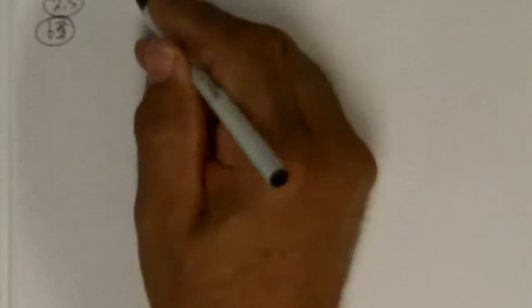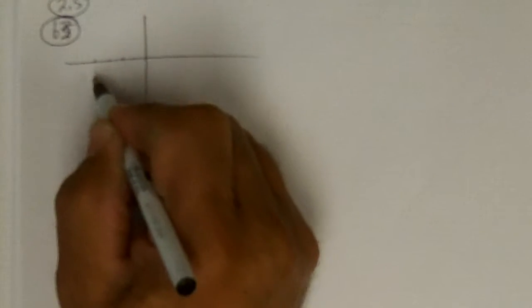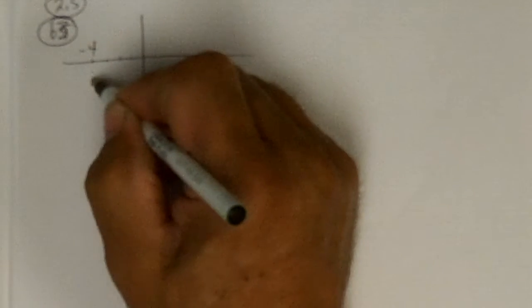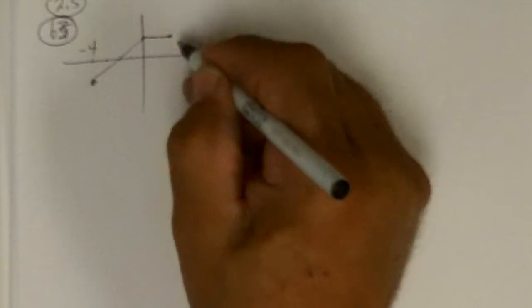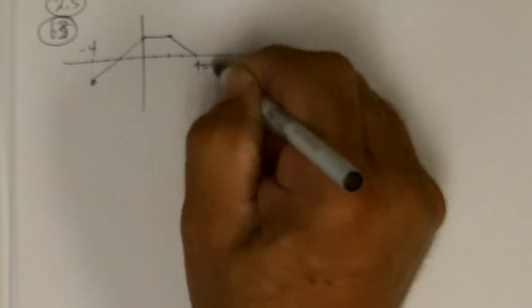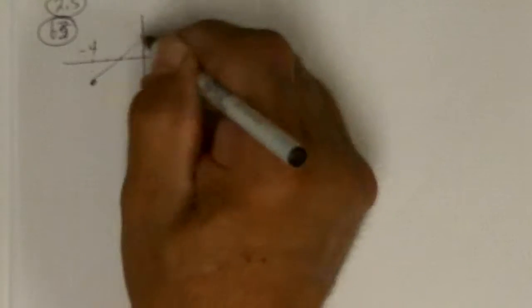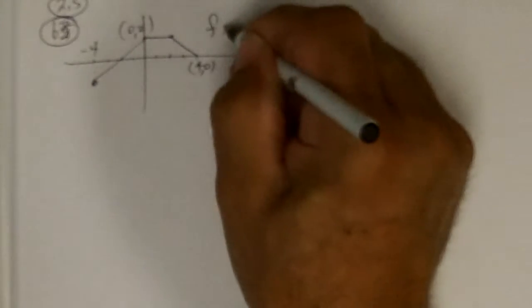Okay, section 2.5, and we're supposed to do a whole bunch of changes, and the question was on 63. So we have this graph that starts at -4, -2, and goes up to 0, 2, then across for 2, and then down to 4, 0. And this is 0, 2 up there. Okay? And that's what f of x looks like.